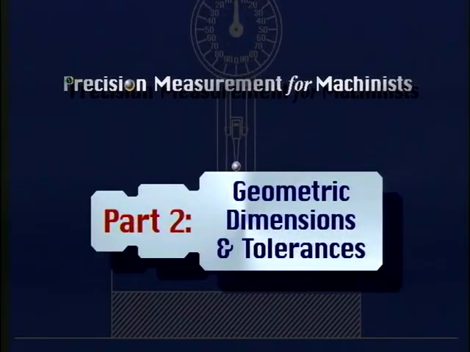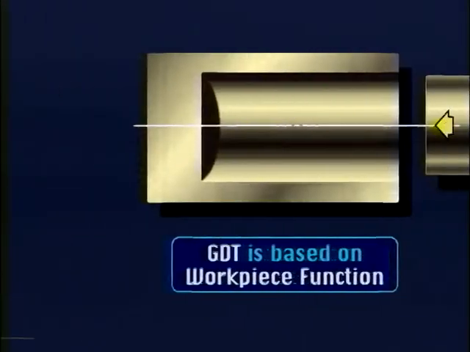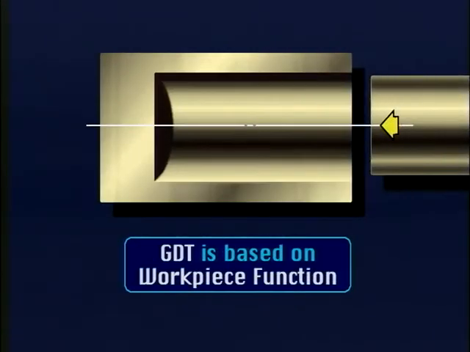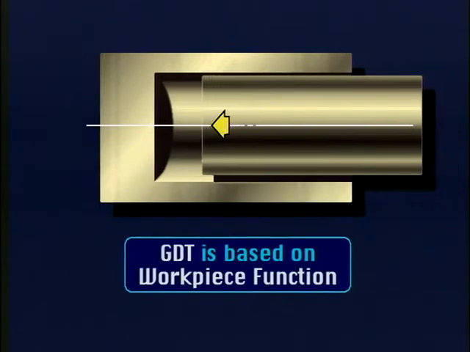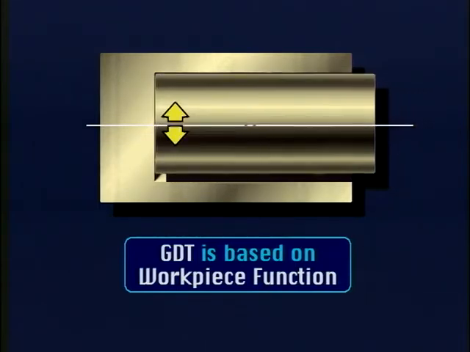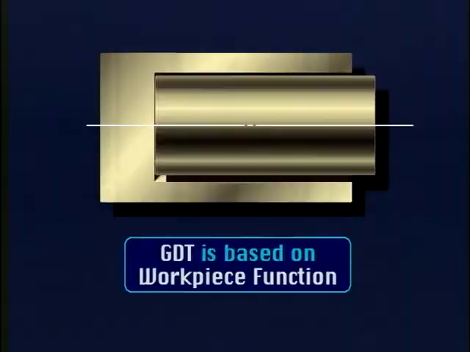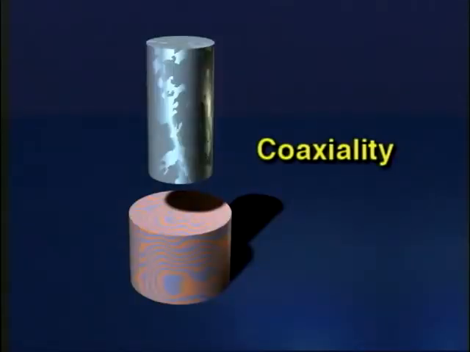Part 2. Geometric dimensions and tolerances. Geometric dimensions and tolerances are based on the function of workpieces. For example, this workpiece must simply assemble with a mating part. The alignment of the diameters, called coaxiality, is not critical. Coaxiality is a geometric relationship.